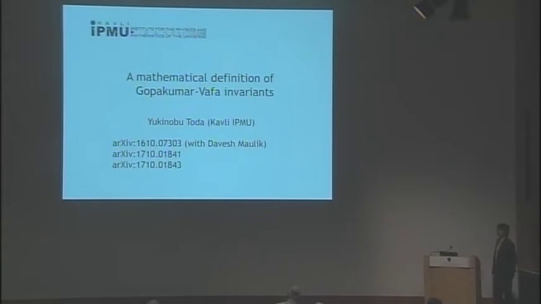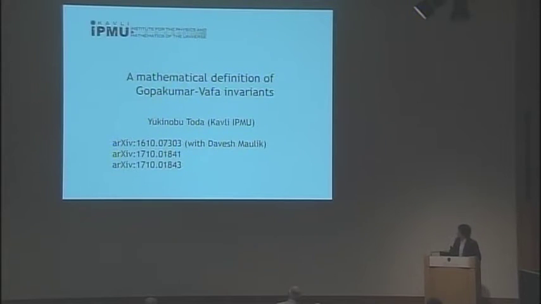Gopakumar-Vafa invariants. These invariants were proposed by physicists Gopakumar and Vafa about 20 years ago, but still, from a mathematical point of view, there are many things to do for the foundation, and I think that a complete understanding of such invariants also requires some new geometry, like a kind of virtual birational geometry or so on, which I'm also going to talk about.